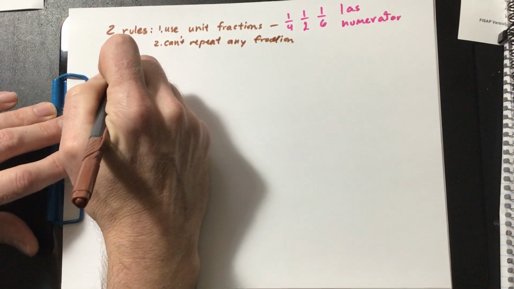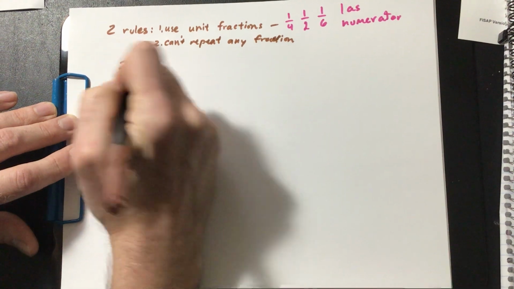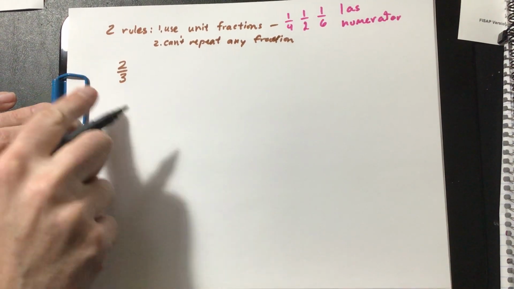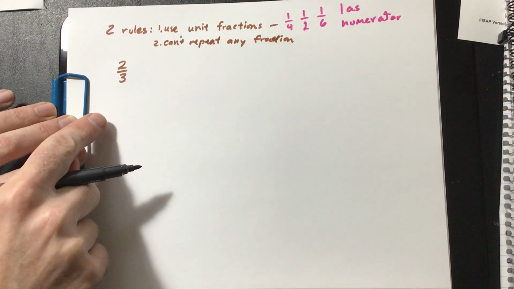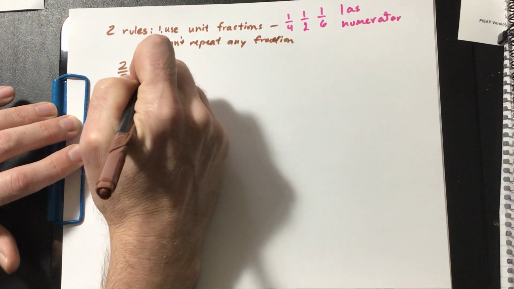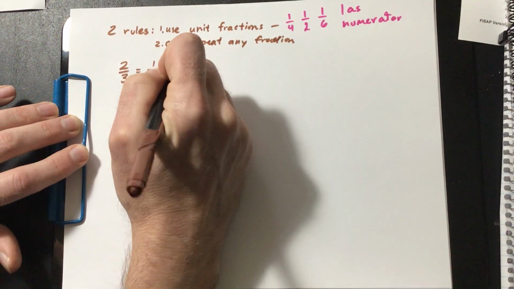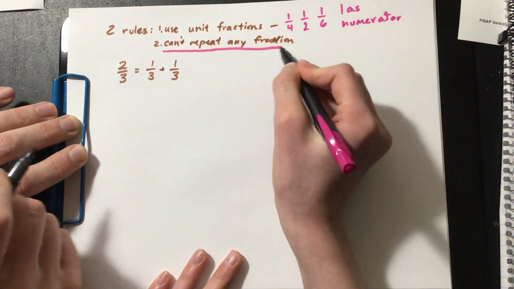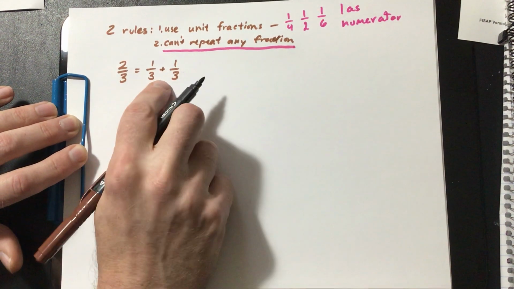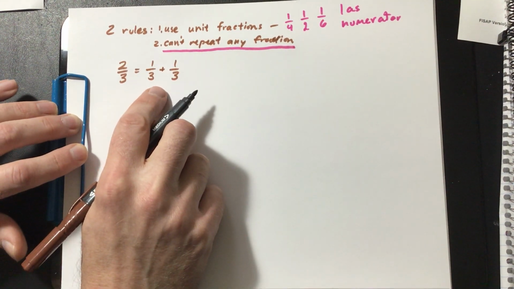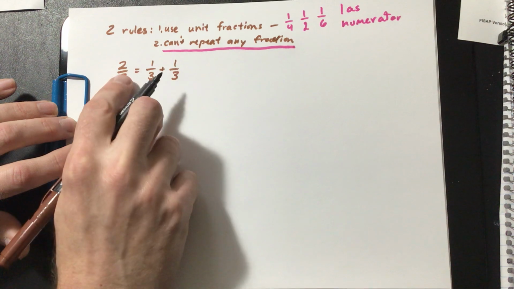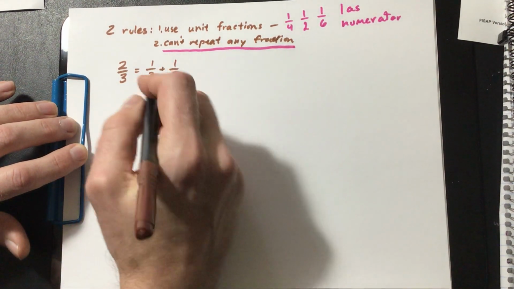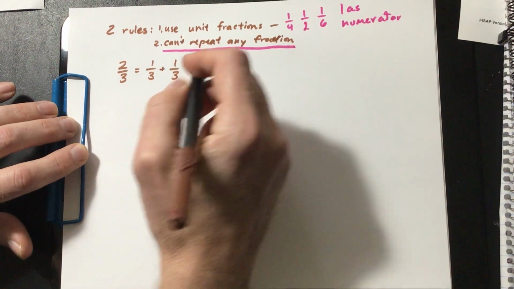a sum. And so the first thing I want to do, this 2/3, is not in Egyptian style because it doesn't have 1 in the numerator. But we can't just do 1/3 plus 1/3. Why can't we just do 1/3 plus 1/3? Because you can't repeat any fraction. Okay, so this is totally fine, and this is actually a 4th grade standard in the state of Texas to decompose a fraction as a sum of unit fractions. But in Egyptian style, it's different.